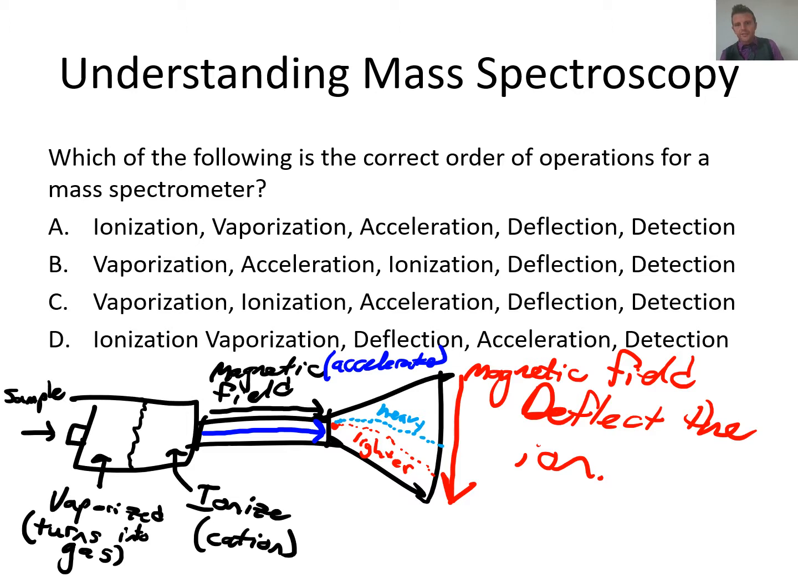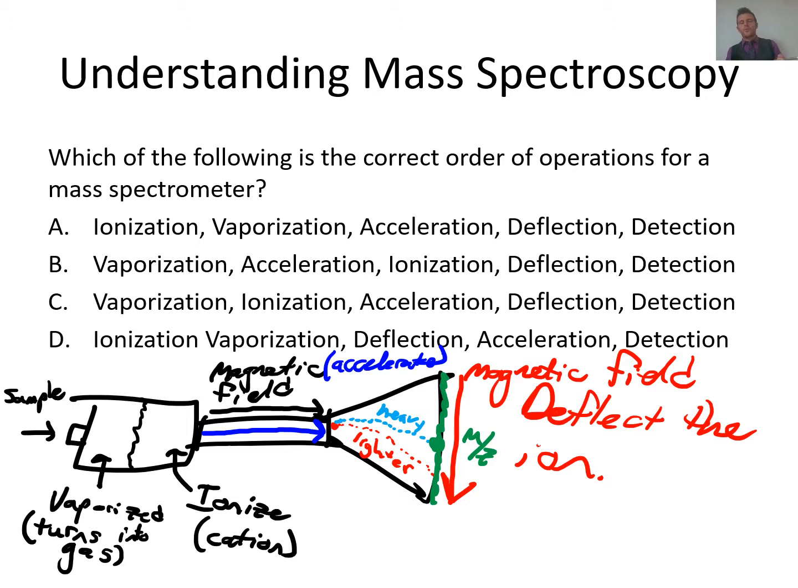And then this final wall here, ooh, I'm running out of colors. This final wall here is just the detection point. Wherever a particle hits is going to trigger a response in the machine, and it's going to say, okay, I had a particle hit right here. And if a particle hits at that spot, then it has a mass to charge ratio of this. And that's how we're able to determine within a specific sample what the mass of certain particles are, based on how much they deflect in the deflection chamber.